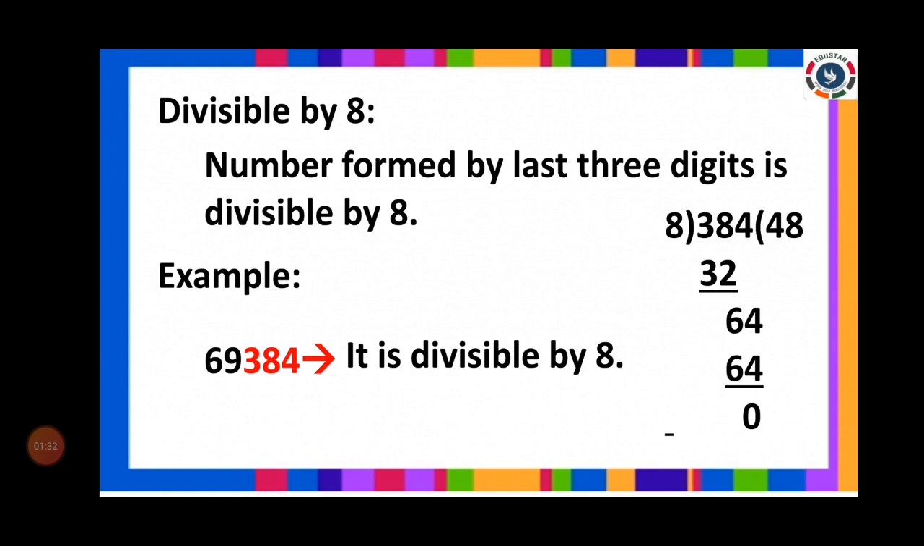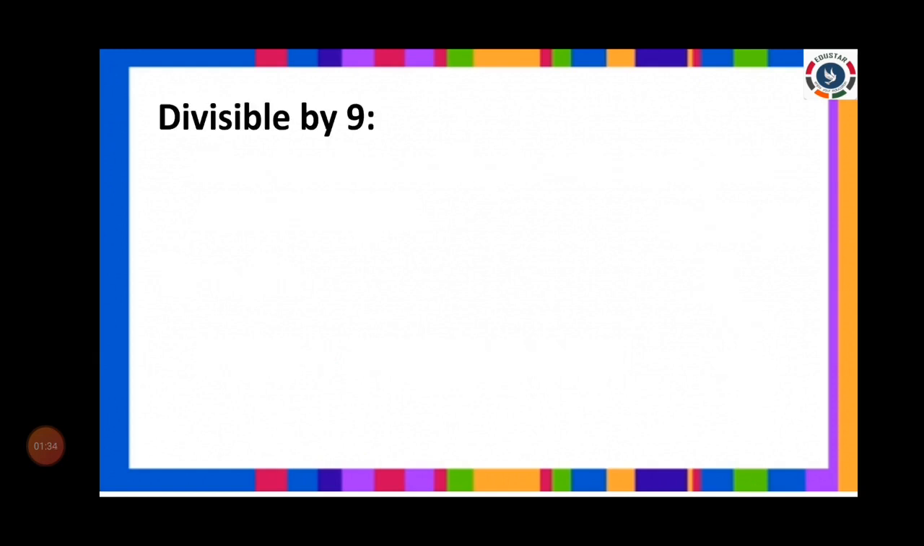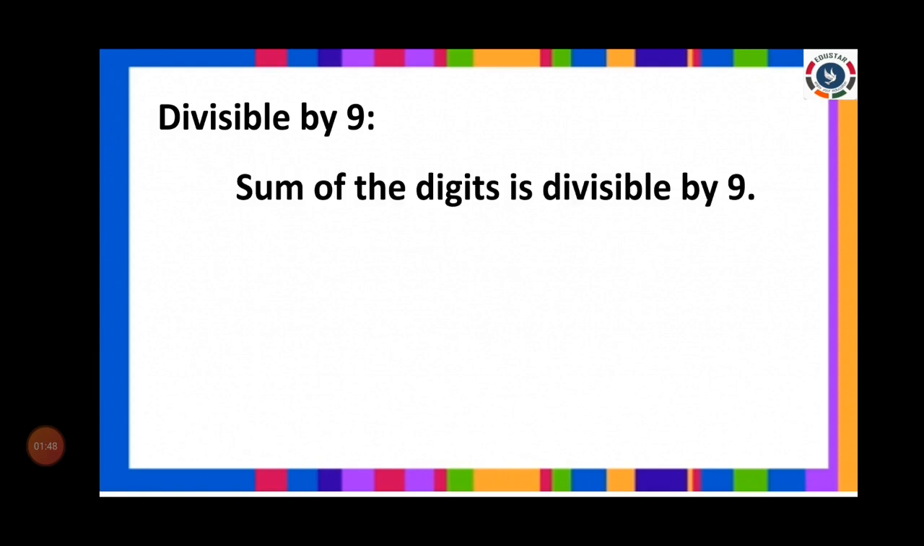Okay. The next thing, divisible by 9. Divisible by 9 is similar to another number. Which number? Divisible by 3. Okay. The rules for divisibility by 3 and 9 are both the same. That is, the sum of the digits is divisible by 9. Now, divisible by 3 as well as 9, both have the same rule. Okay. Now I am going to explain. An example is given for you.